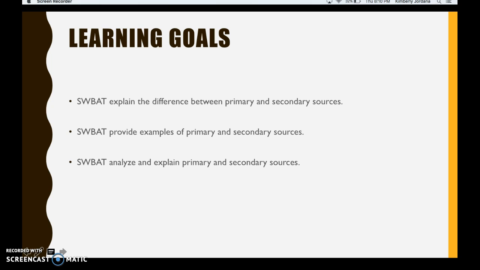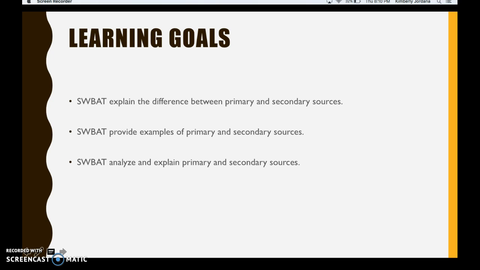We're also going to go over our learning goals before we get started. So students will be able to explain the difference between primary and secondary sources. Students will be able to provide examples of primary and secondary sources. And finally, students will be able to analyze and explain primary and secondary sources.